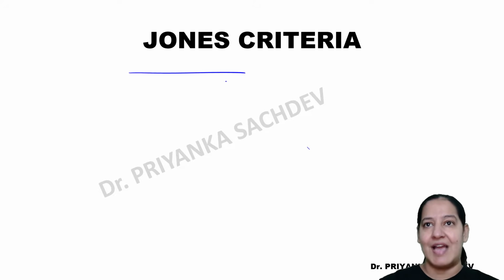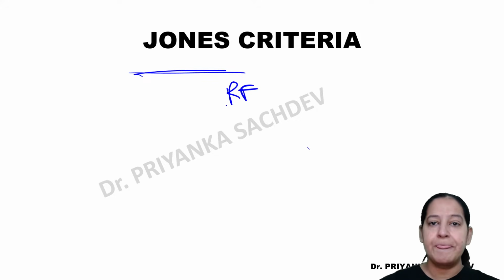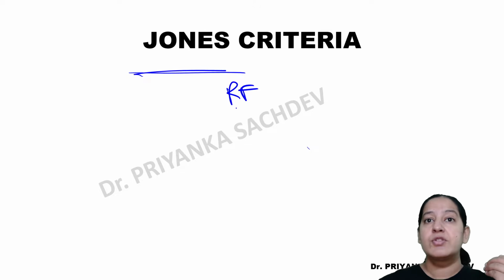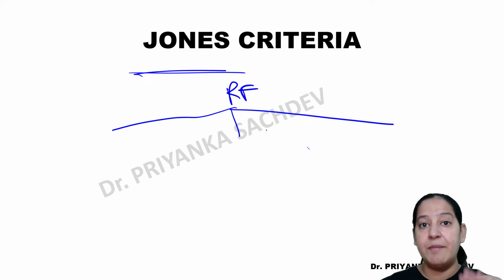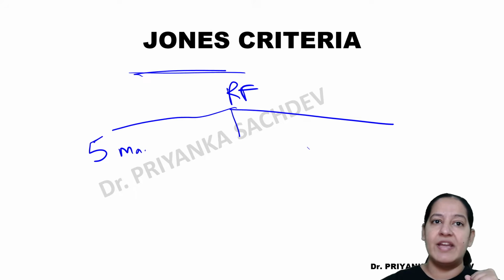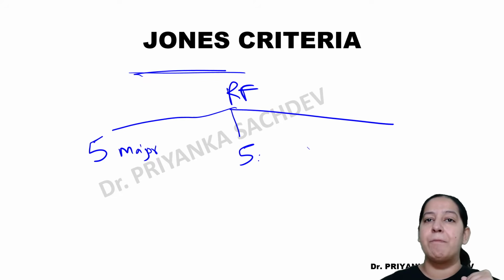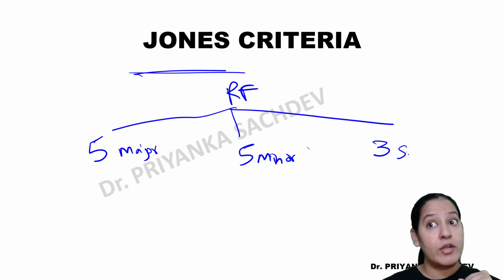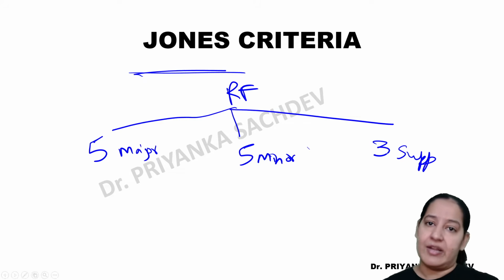Jones is a scientist who has given criteria for identifying rheumatic fever. So for rheumatic fever, you are a doctor. A child is coming to your clinic. The parents are carrying their child to your clinic. So what symptoms or findings will you look for in the child before giving a diagnosis of rheumatic fever? There are 5 major criteria, 5 minor criteria, and 3 other supportive criteria. So in total you can say 13 criteria are there.